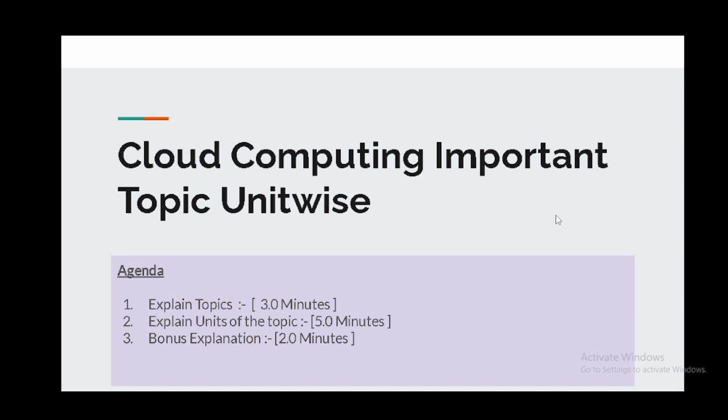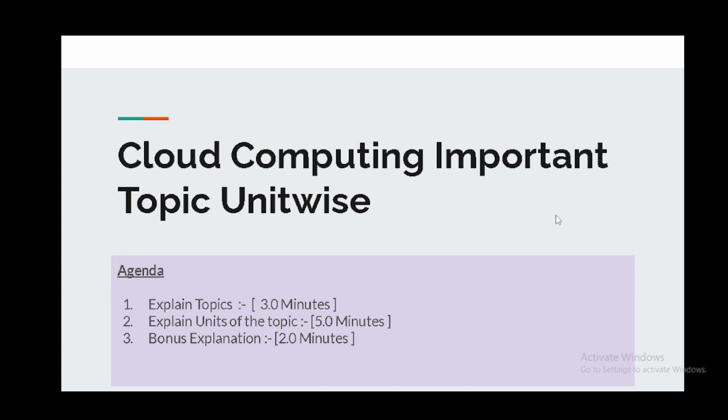Then I will discuss the units of the topic. That means what are the subtopics of that brief point, the bulleted points. Then, last but not least, I will discuss some bonus explanation about cloud computing, what cloud computing is and how it is dealing with the different projects or the different organizations. I mean, the organizations have their own requirements and how cloud computing is fulfilling their requirements.